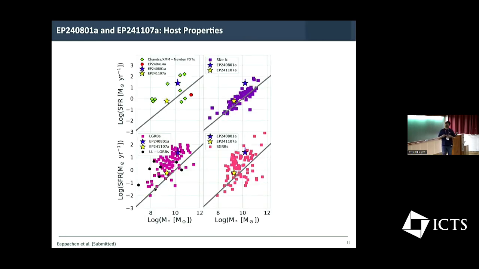The other thing we did was to look into the host properties. So we did SED fitting with the available photometric data. There's not much we can infer from this plot, but one thing you can see is that it broadly agrees with both the short GRB and long GRB host scenarios. That is the only thing we could infer from this analysis. This is also not very robust because we only used a very small number of photometric data points to infer the host properties. But again, it tells us that it's in agreement with the short GRB as well as the long GRB host properties.